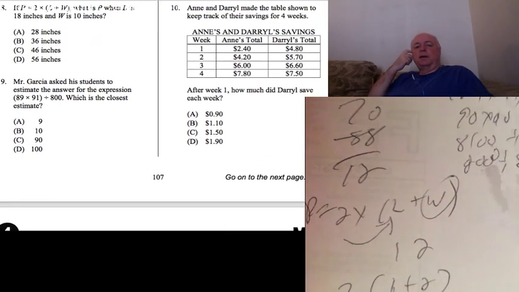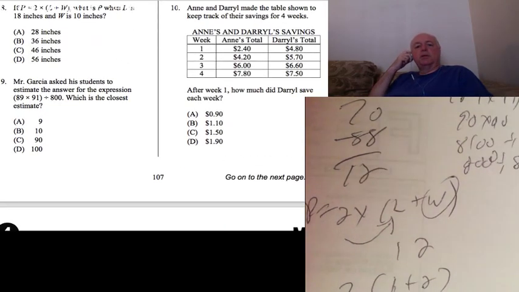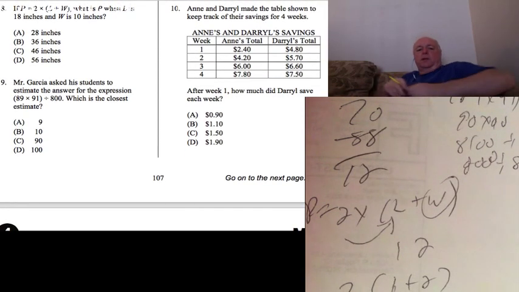Question number 10. Annie and Daryl make the table shown to keep track of their savings for 4 weeks. So let's look at the table. Annie and Daryl's savings, week 1, 2, 3, 4. Annie goes 240, 420, 6, 780. Daryl goes 485, 76, 60, 750. Okay, after week 1, how much did Daryl save each week?